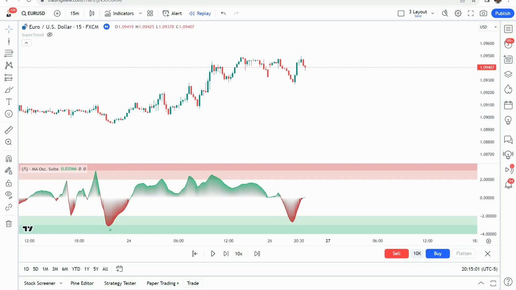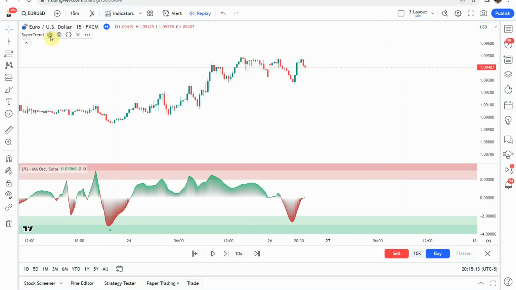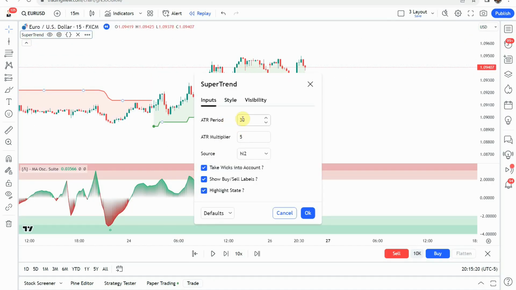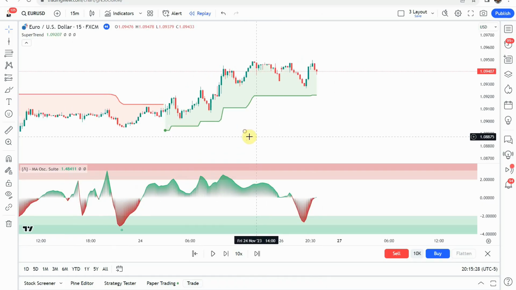Then the next indicator you are going to put on screen is going to be the super trend indicator, and it's going to be this one right here by Everget. You will go into the settings on this one and bring those back up. You will change the period to 30 and the multiplier to 5, and go in and turn off the buy label and sell label like so.